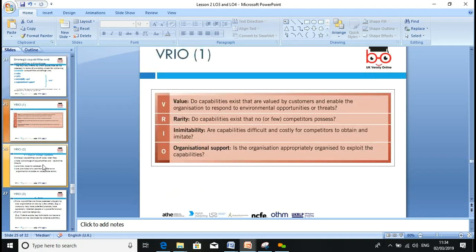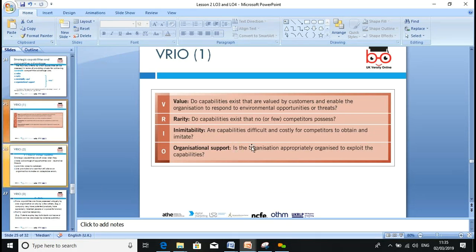We need to look around value, how capability exists to create the value for the customer. Do our few competitors possess this? We need to change it. How can we, because we have to do it, and then we need to put ourselves to implement the change effectively. So are the capabilities difficult and costly for the competitors to create?